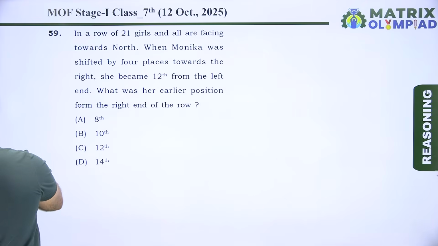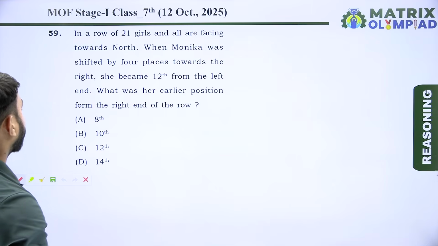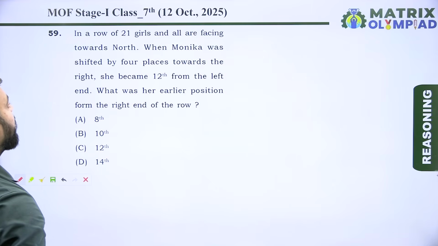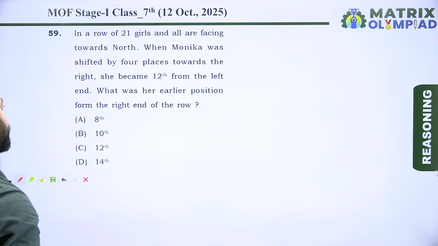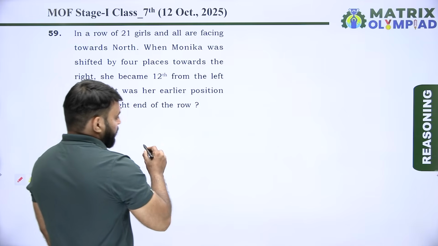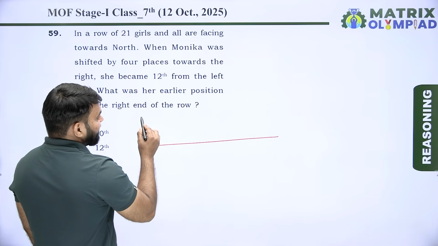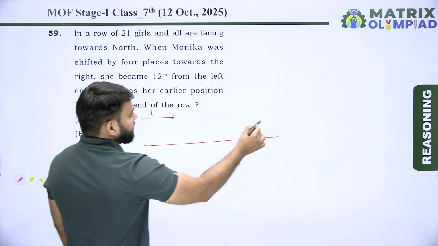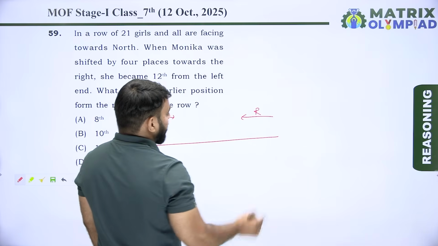Let's move on to the next question. So now the next question is question number 59. In a row of 21 girls, all facing towards north, when Monica was shifted by 4th place towards the right, she becomes 12th from the left. What was her earlier position from the right end of the row? Let's suppose this is a row, and this is the left side of the row and this is the right side of the row.